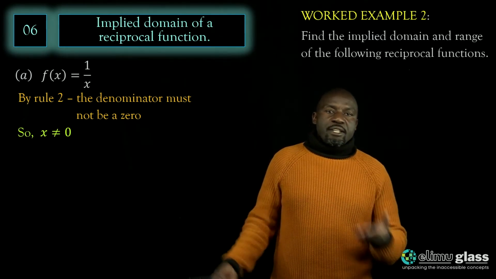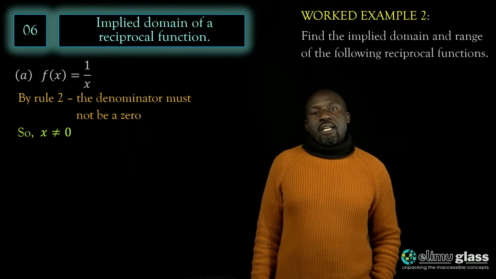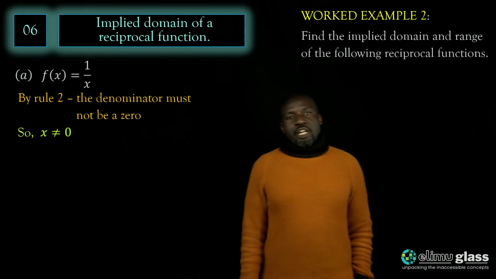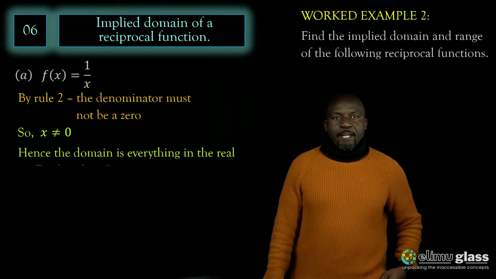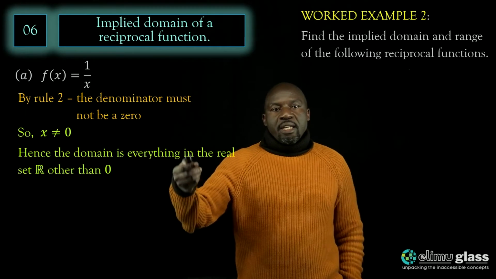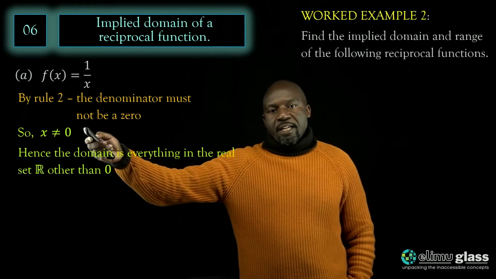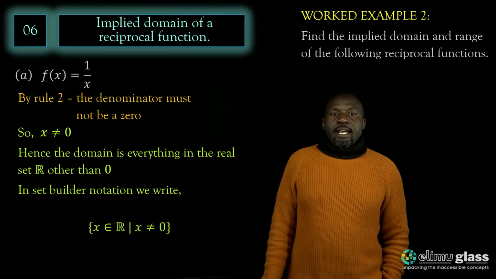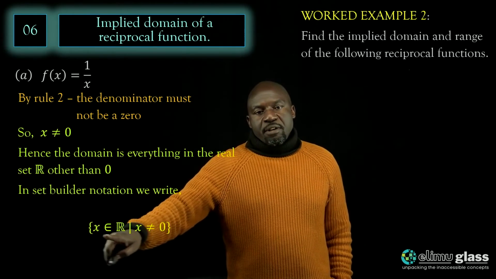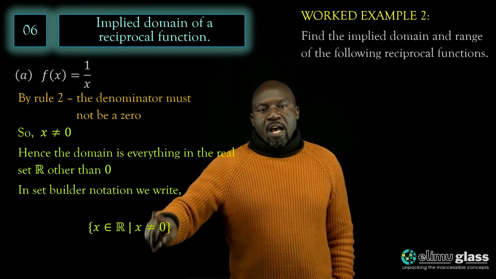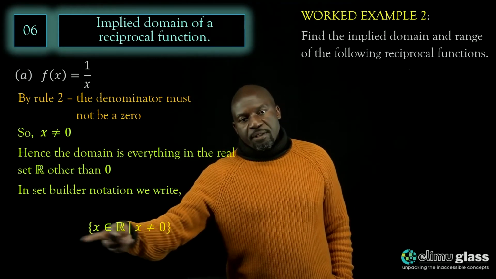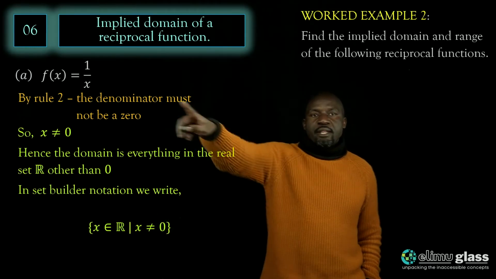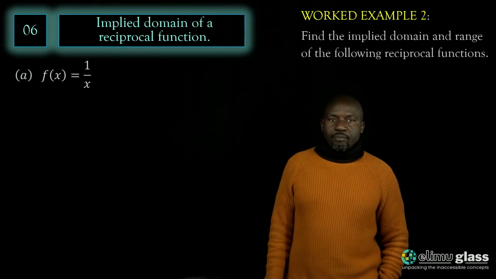And by just writing that, we have already stated the implied domain, except we have to write it in set builder notation. Hence, the domain is everything in the real number line other than 0. And we write that as x is all numbers in the real number set other than 0. 0 is in the real number set, but we will take out 0 and everything else will fall in the domain of this reciprocal function.